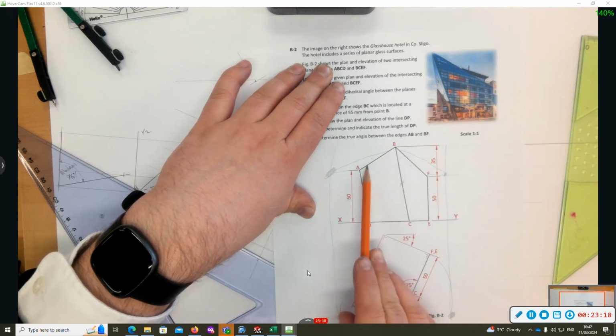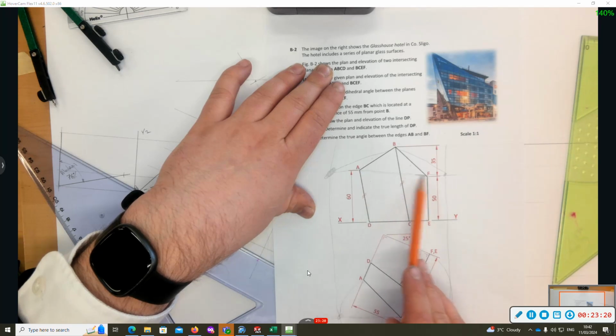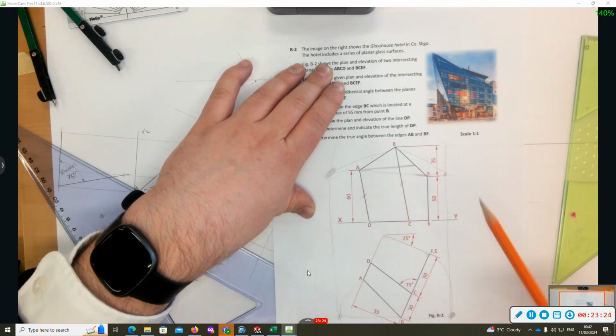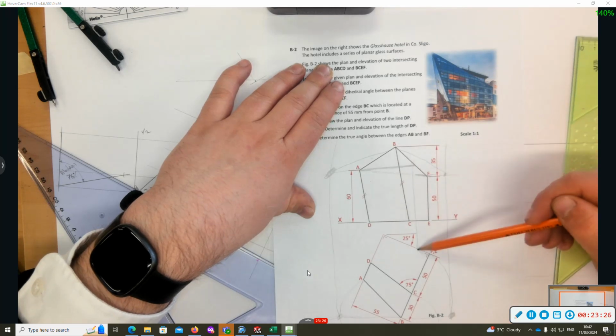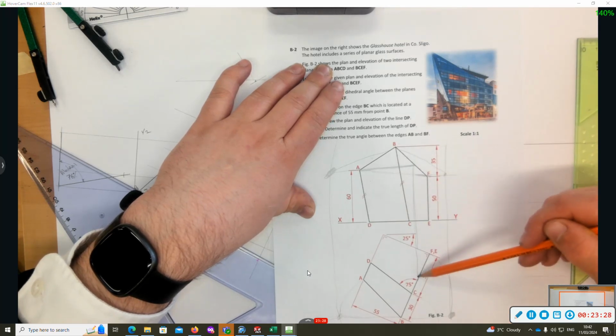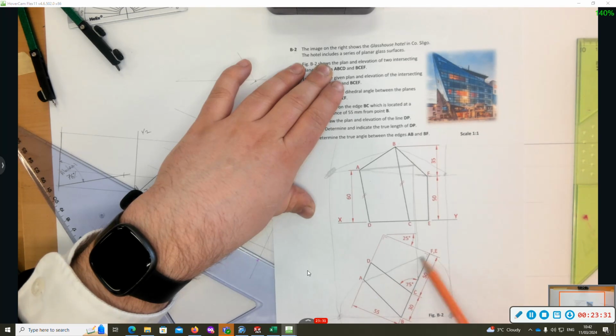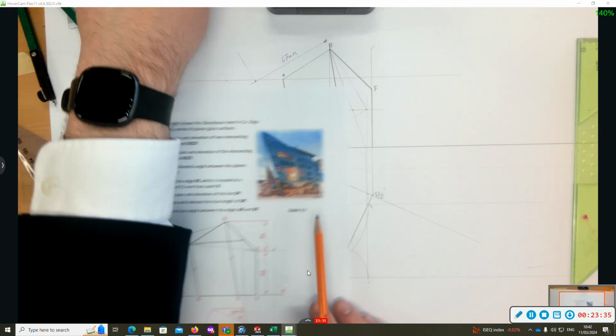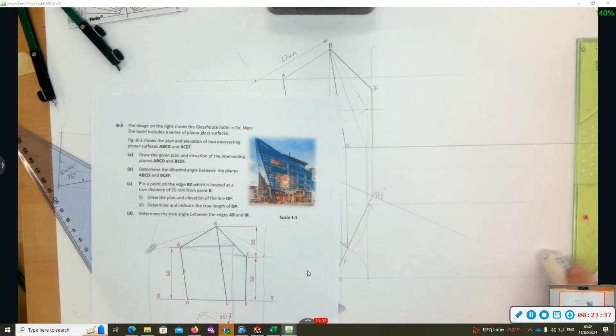So to get this, I'm going to have to join A to F. I'm going to draw a straight line across from A. I'm going to project it down. And I'm going to look along my straight line and get that surface to project as an edge view.